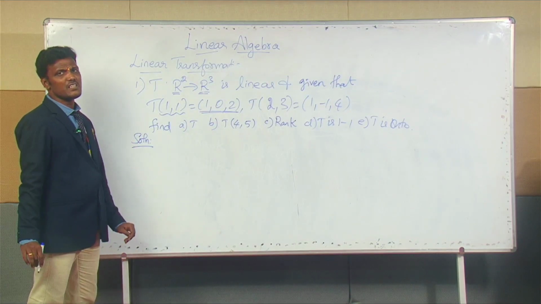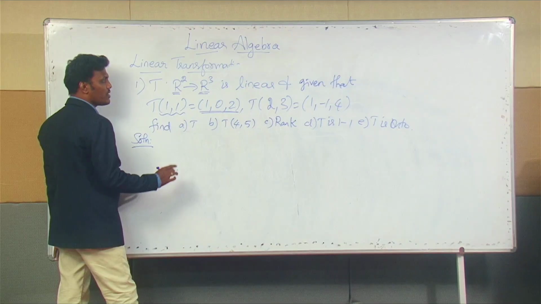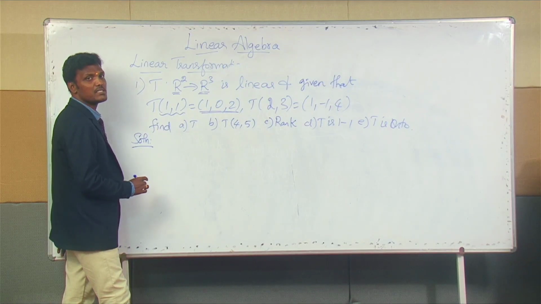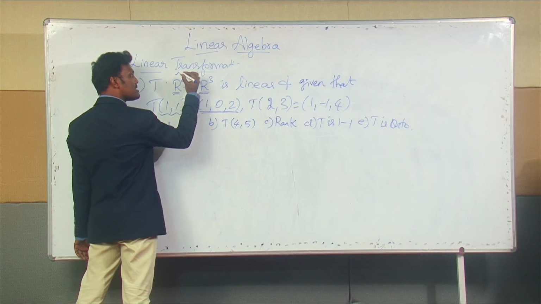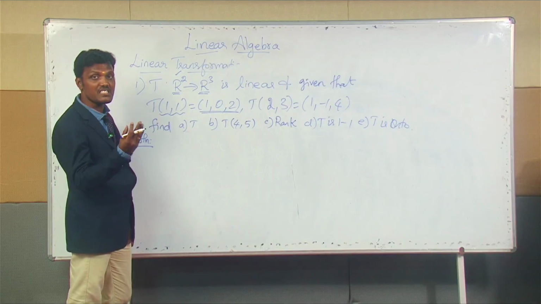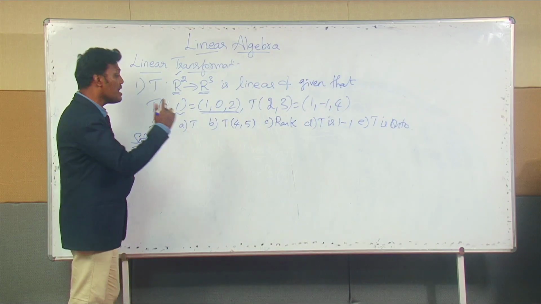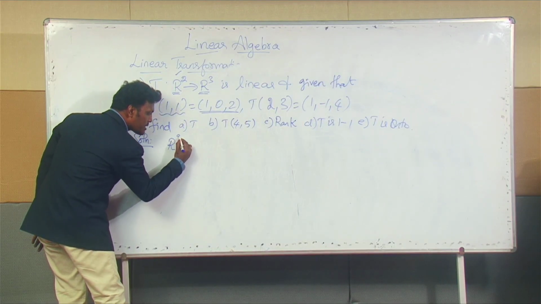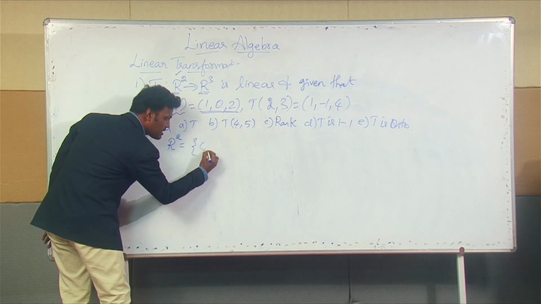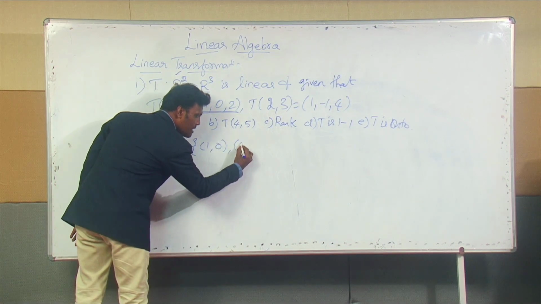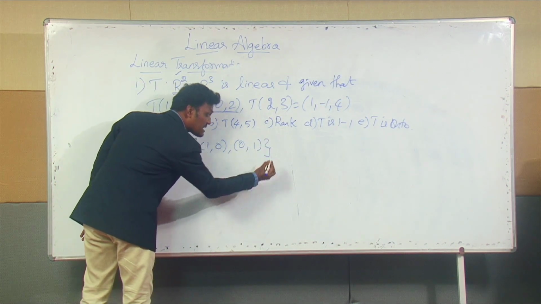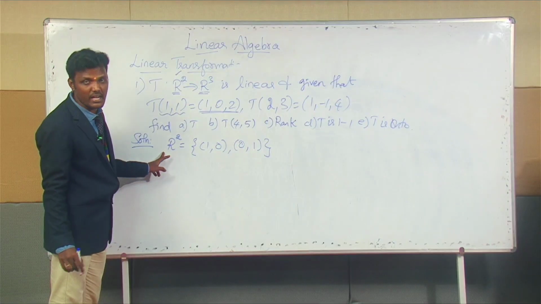So the solution is very easy. Before entering into the solution, we have to know what the standard basis of R square is. R square is a vector space, so we have to take the standard basis elements of R square. The standard basis of R square is (1,0), (0,1).